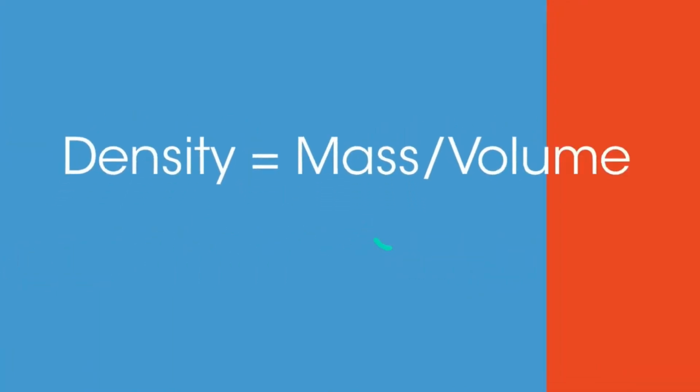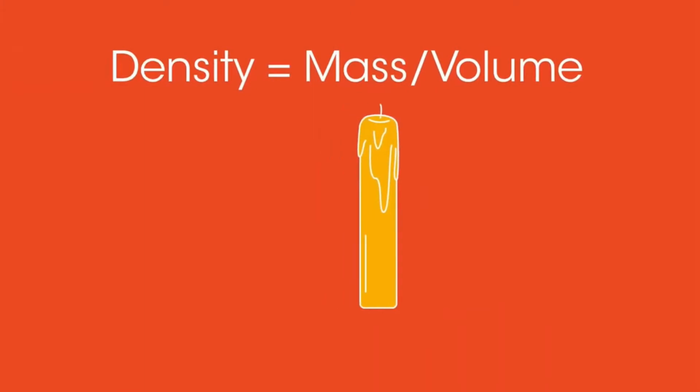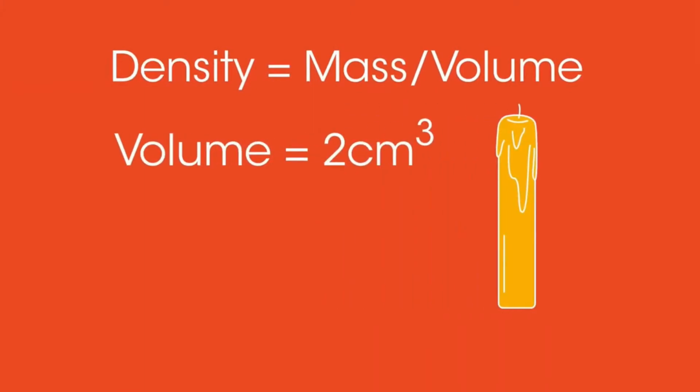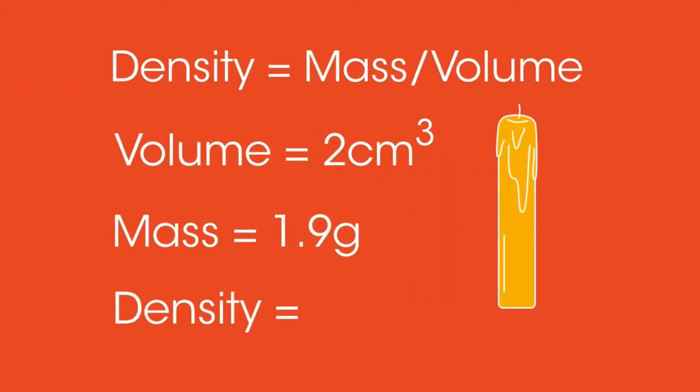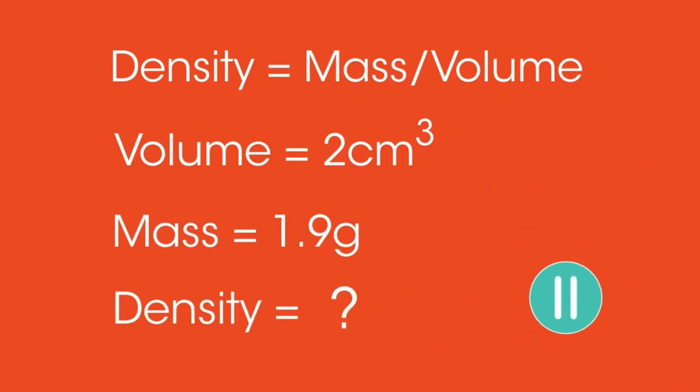Try calculating the density of a wax candle that has a volume of 2 centimeters cubed and a mass of 1.9 grams. Pause the video to work it out.